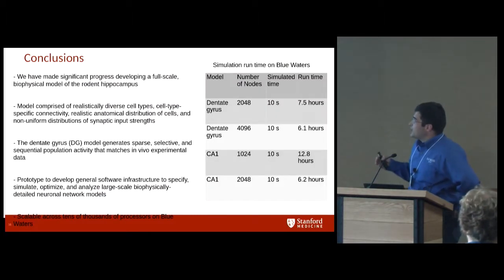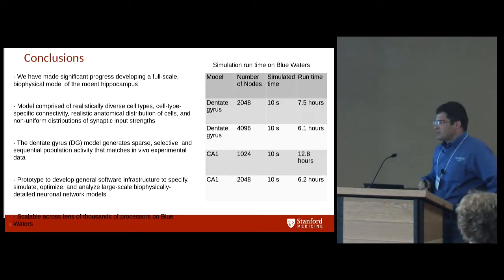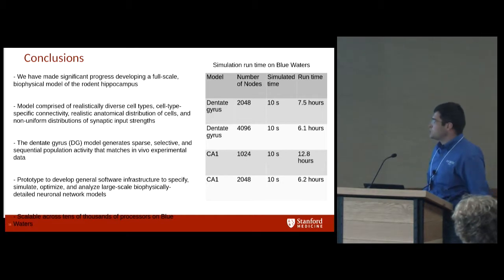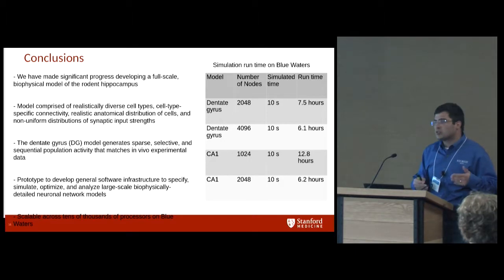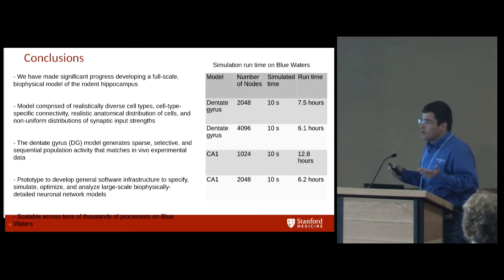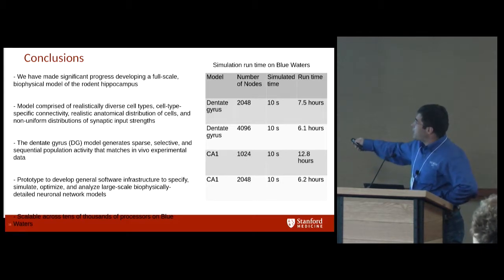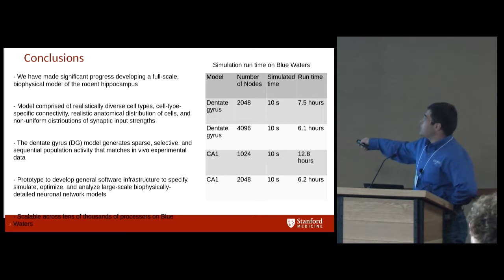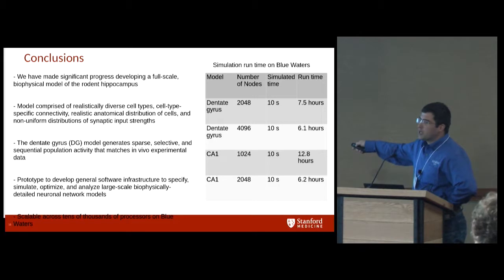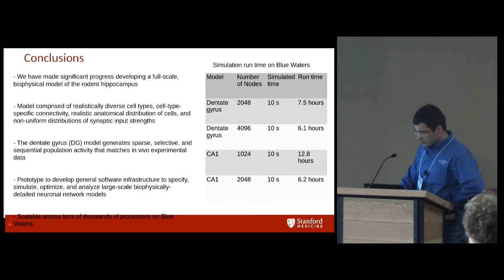In conclusion, we have models comprised of diverse cell type-specific connectivity and anatomical distributions of cells. We have to do this in order to accurately represent spatial information processing in the hippocampus. And so far, only Blue Waters has had the capacity to do this. These are some of the runtimes of our model. Just 10 seconds of activity still takes a few hours on 2048 or 4096 nodes. Beyond that, our scaling is no longer linear, so we haven't tried larger sizes.